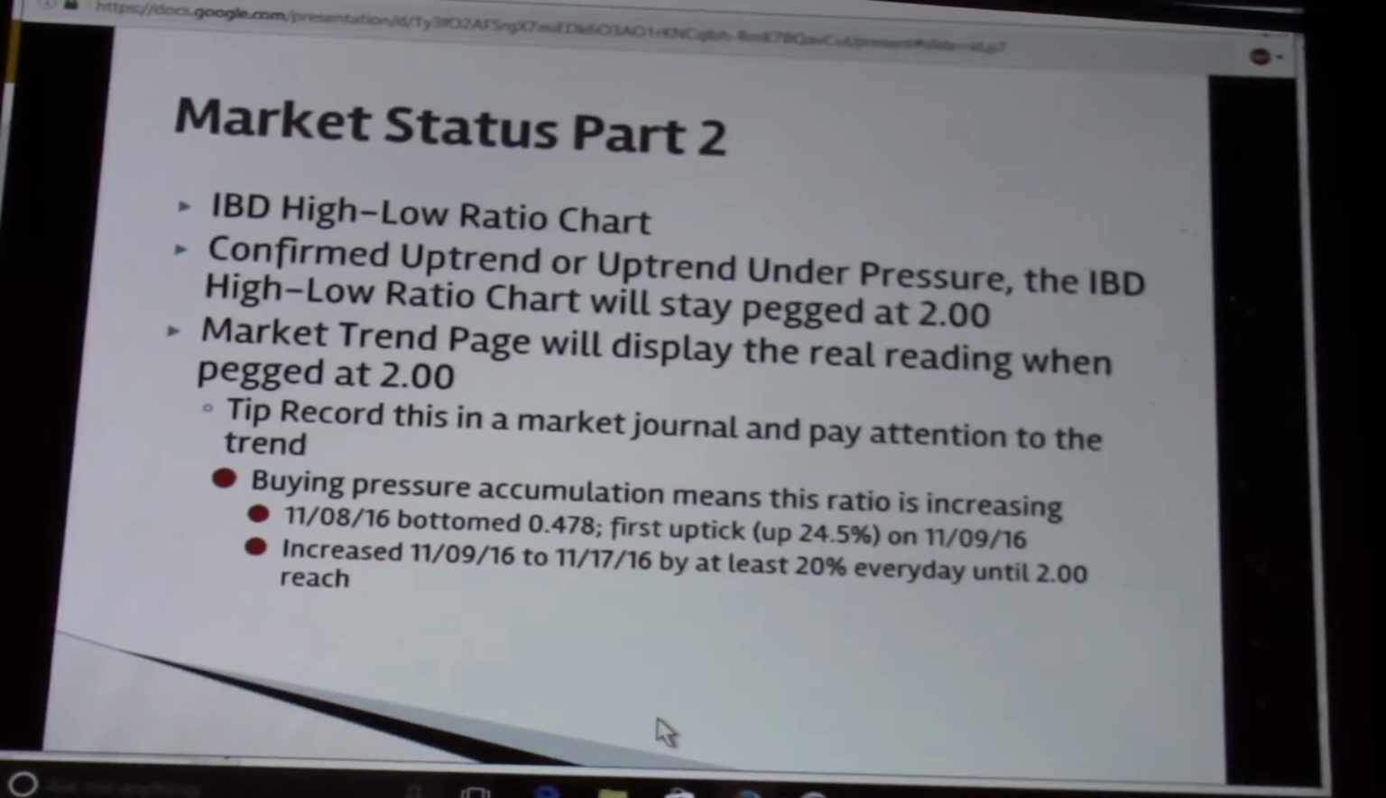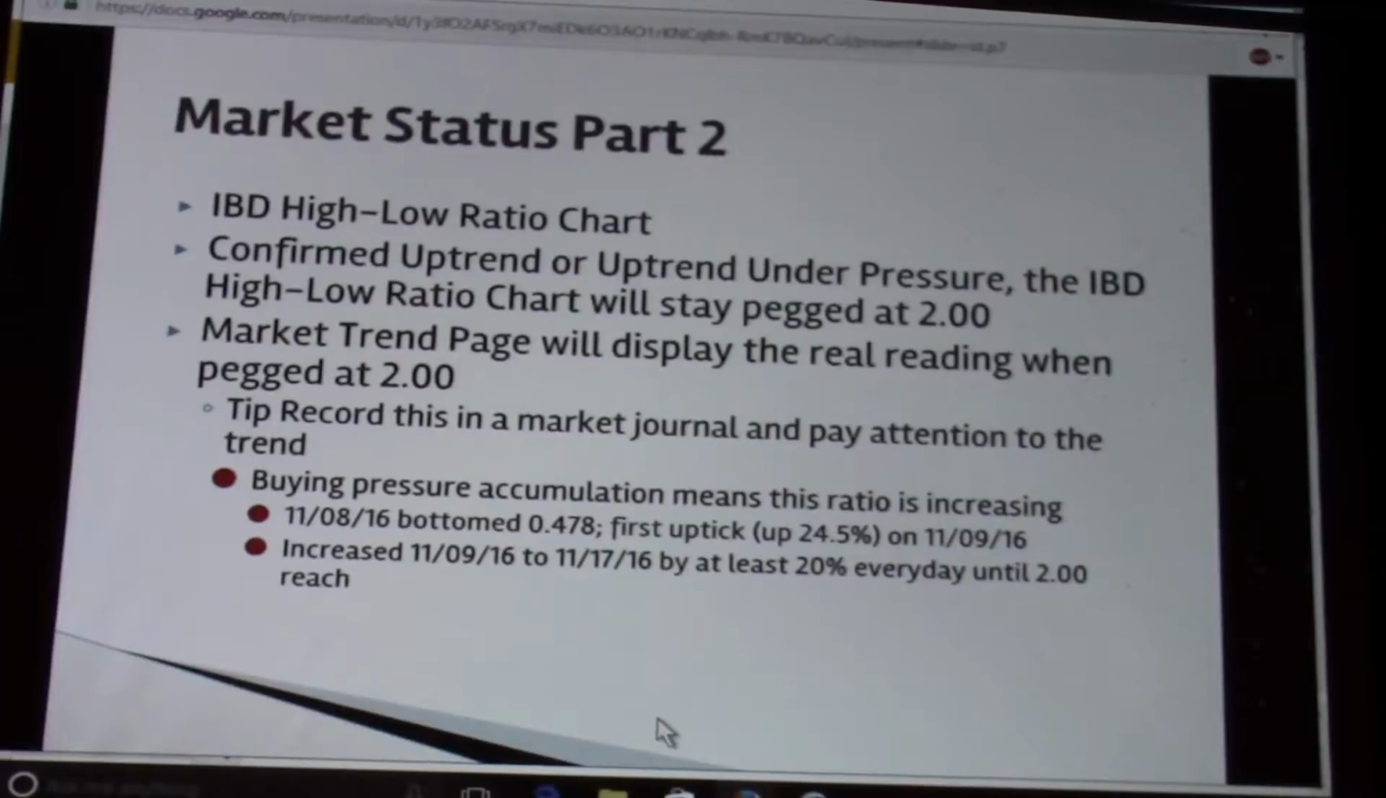It might do it for about 10 days, and it literally was about 10 days from October 25th to November 8th or 7th when it bottomed. So a tip on this: start a market journal. Summarize some of these facts. One of the things you want to do every day is go find out what that high-low ratio was, in other words, what the raw data is. And we'll show you where to find that.